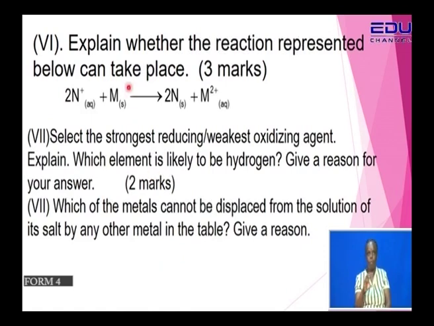The other question is: explain whether the reaction represented below can take place. Select the strongest reducing agent, or what you call the weakest oxidizing agent. Explain which element is likely to be hydrogen and give a reason for your answer. Which of the metals cannot be displaced from the solution of its salt by any other metal in the table? Then you also give a reason.